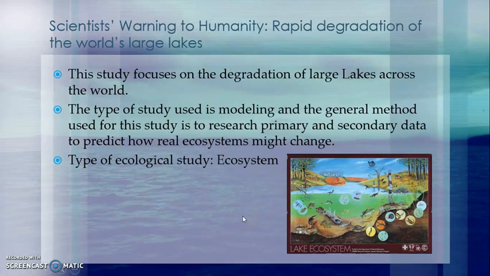So the journal article I chose was Scientists' Warning to Humanity: Rapid Degradation of the World's Large Lakes. This study focuses on the degradation of large lakes across the world. The type of study used is modeling, and the general method used for this study is to research primary and secondary data to predict how real ecosystems might change. The type of ecological study is ecosystems. Then I have a little picture here for lake ecosystem.